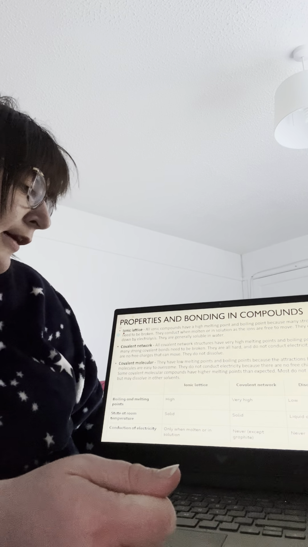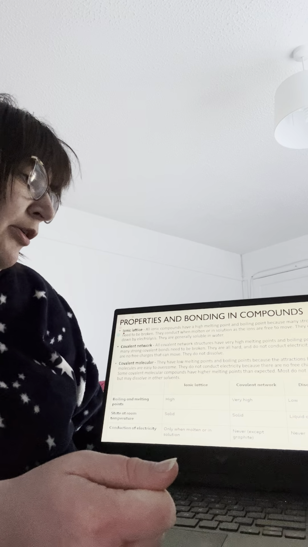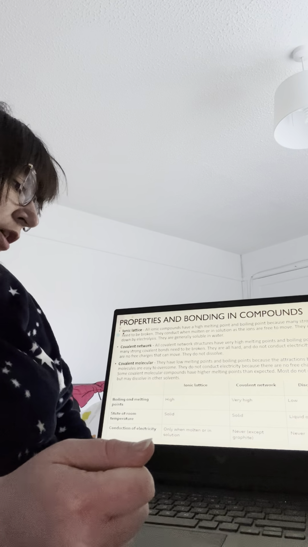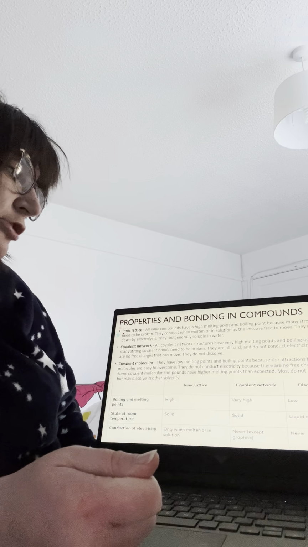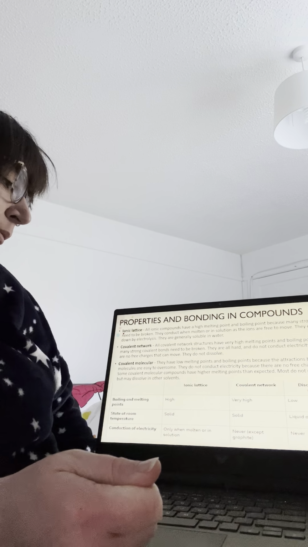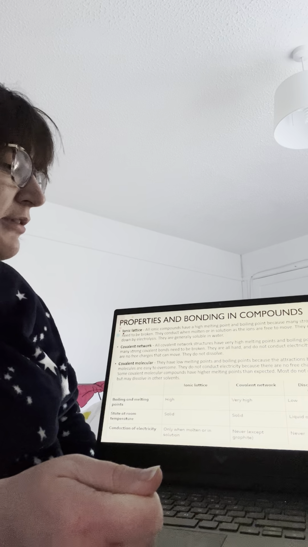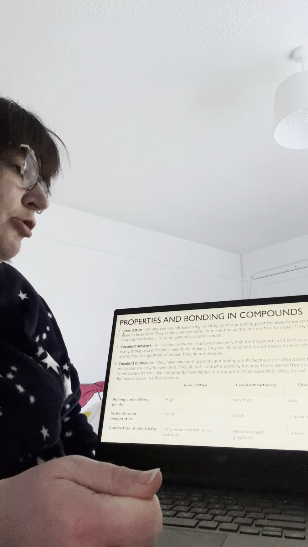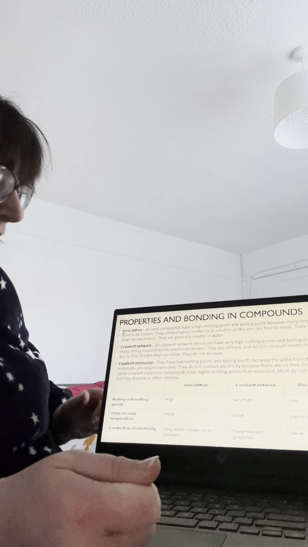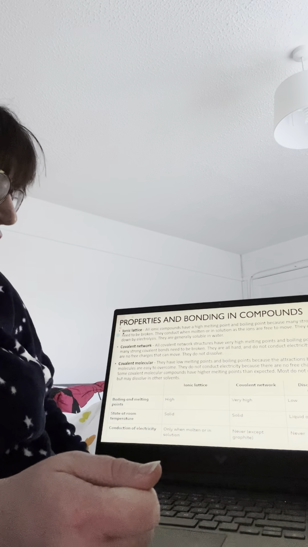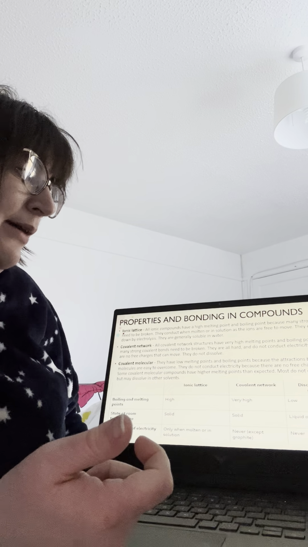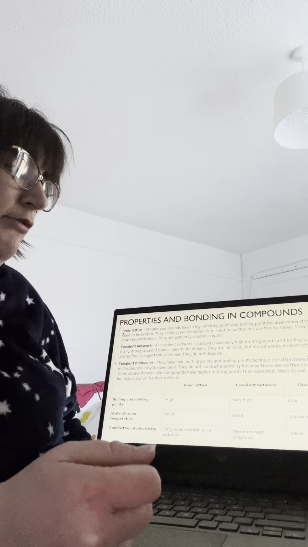Covalent molecular. They have low melting points and boiling points because the attractions between molecules are easy to overcome. They do not conduct electricity because there are no free charges to move. Some covalent molecular compounds have higher melting points than expected, and most do not dissolve in water but may dissolve in other solvents. And then again, you have a table here showing the difference between ionic lattice, covalent network and discrete covalent molecules.